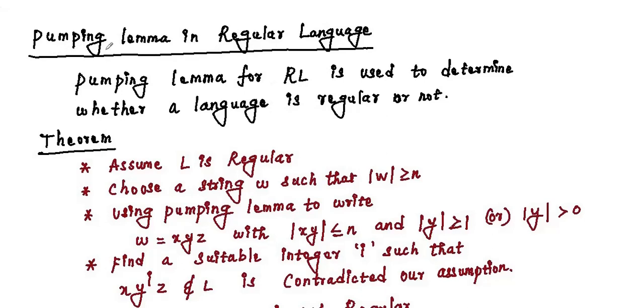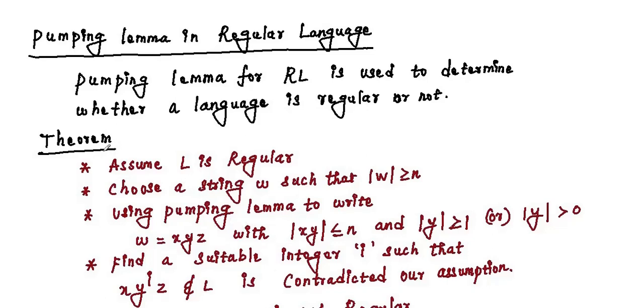Let us discuss the pumping lemma in regular languages. The pumping lemma for regular languages is a fundamental tool in the theory of computation for proving that a given language is not regular. Here is a step-by-step explanation of how to use the pumping lemma.